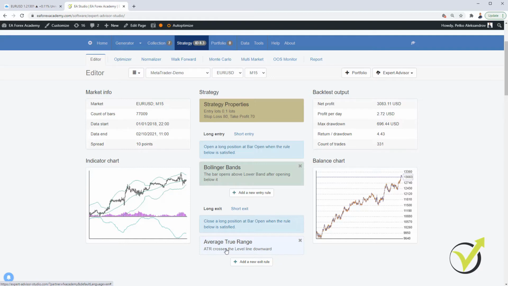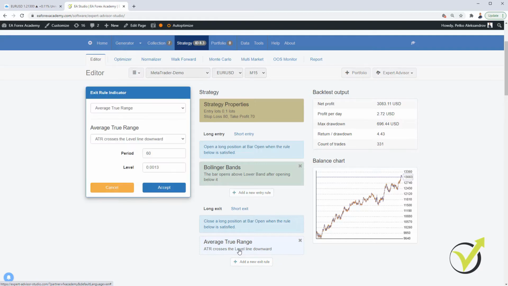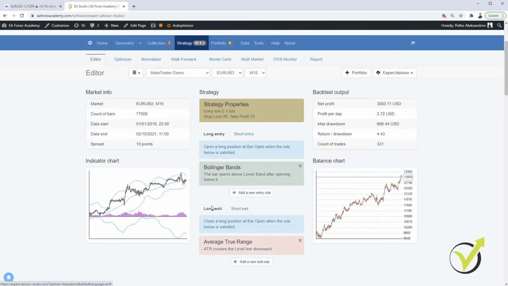the strategy. Okay, the average true range indicator crosses the level line downward, and here are the parameters: 60 and a level of 0.13. So you just add that indicator on the chart, and whenever the average true range crosses the level line downward, you can close your position, and this is for the long entries.